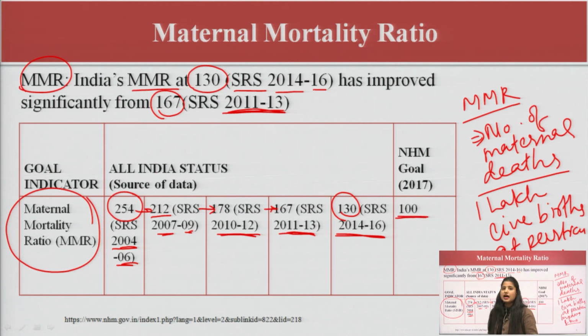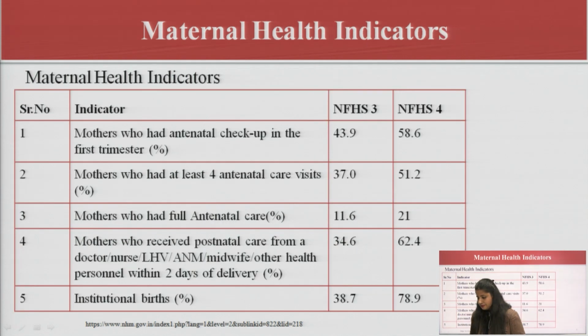This is under our National Health Mission, NHM, goal, which was provided in 2017. So, we have a goal to achieve an MMR of at least up to 100, by launching the programs and schemes up to the ground level. It is very much needed.